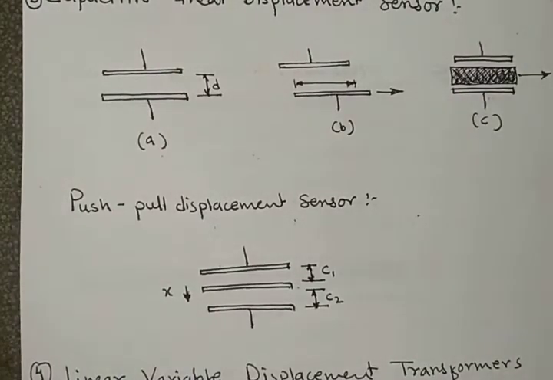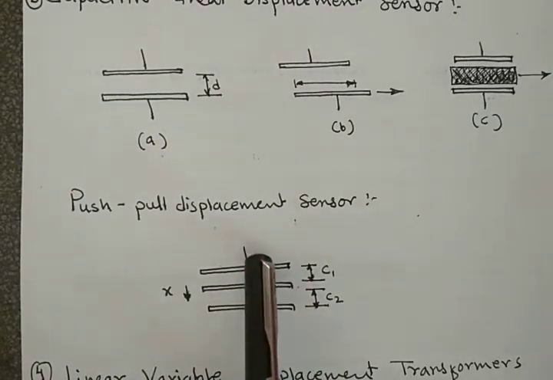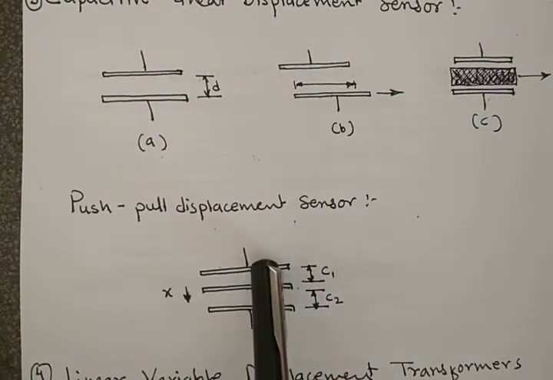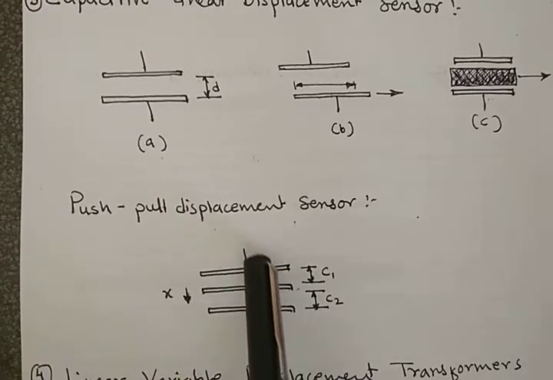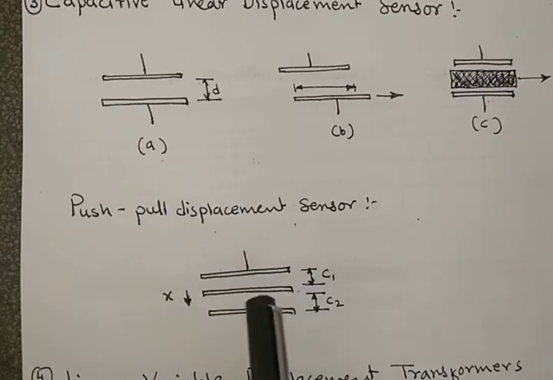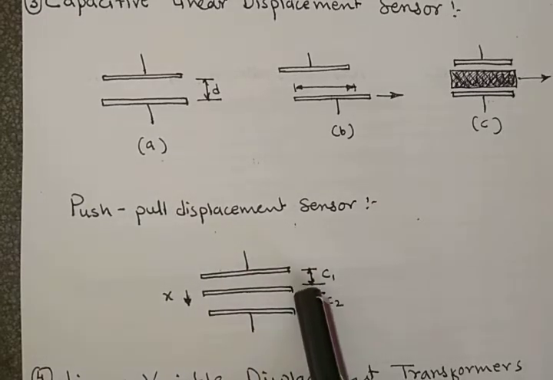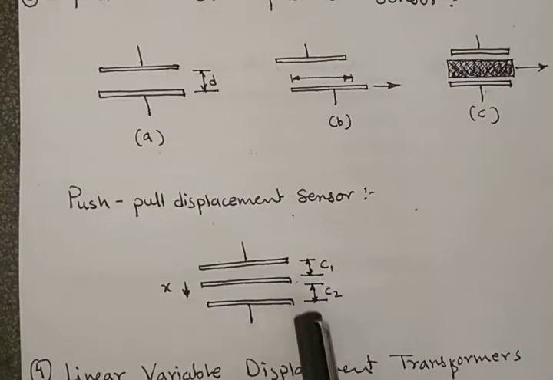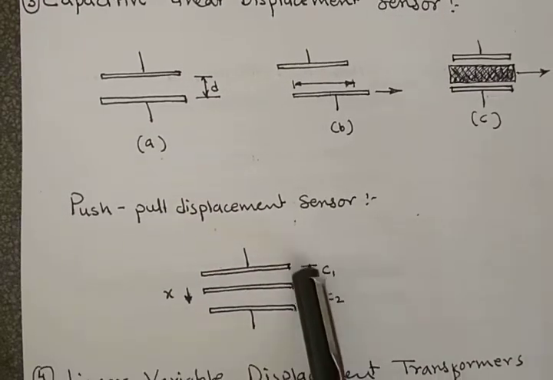Now when we come to the push-pull displacement sensor, here we are using three plates. If you see here, the topmost plate and the middle plate form one capacitance, and the bottom plate and the center plate form another capacitance. So these become two capacitances.